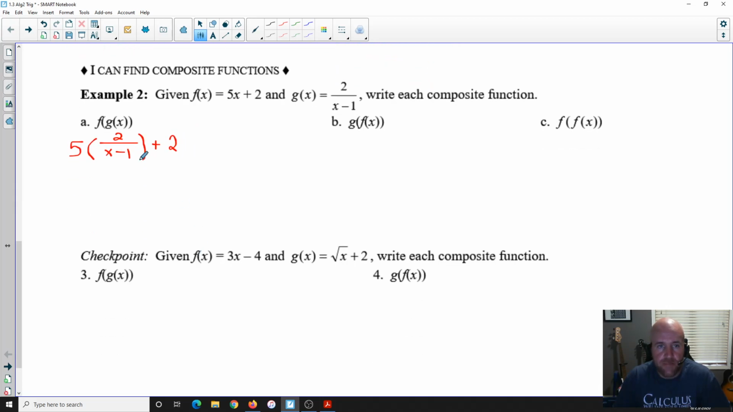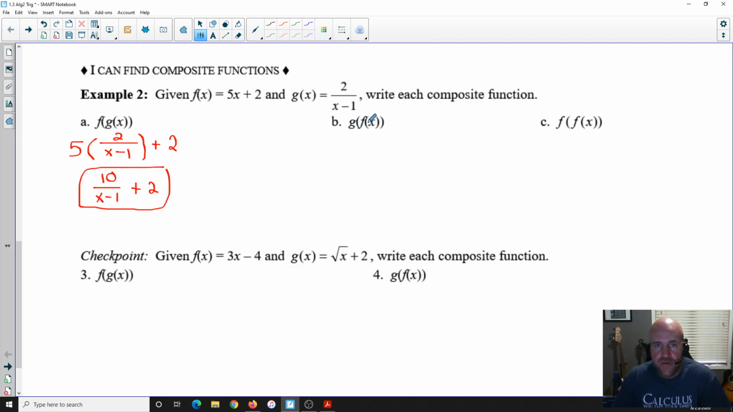Now we have to clean this up. So if I multiply a fraction by a whole number, we know that the whole number just multiplies to the numerator. So 5 times 2, that'd be 10 all over x minus 1, bottom does not change, and then plus 2. And we're just going to leave it like this. I mean, we could add these together, get a common denominator, but it's completely unnecessary. This is a good answer, this right here.